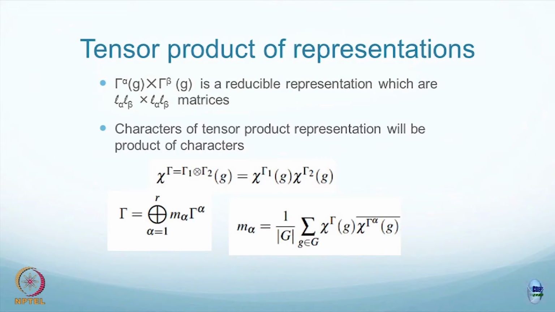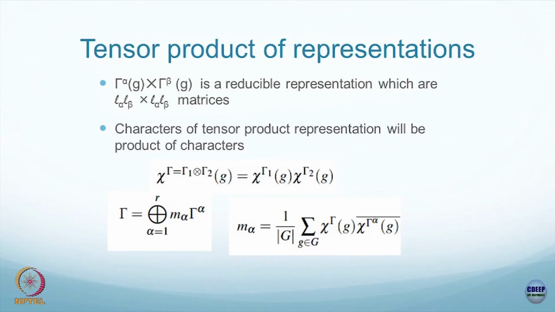If you had a matrix L alpha cross L alpha and do a tensor product with the matrix L beta cross L beta, this will give you a new matrix with dimension L alpha L beta, and it will be always a reducible representation. Okay. It will always be a reducible representation.